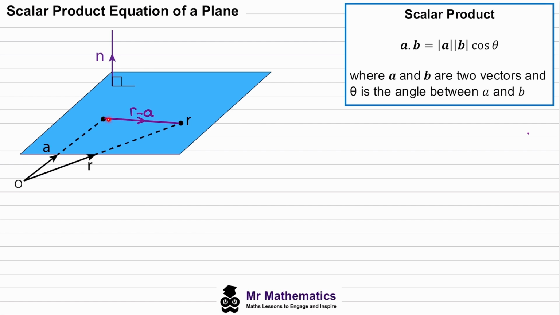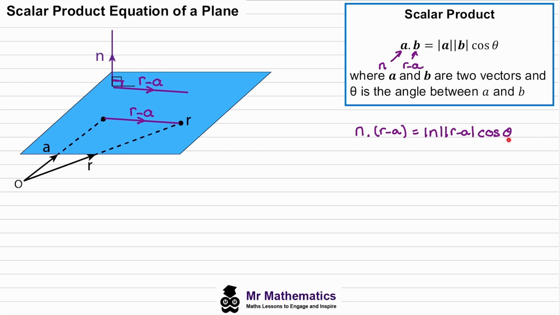And this vector runs along the plane, which means it must be perpendicular to this normal vector. If we were to move it up here, you can see that this would be 90 degrees between the normal vector and R minus A. So now if we consider each of these two vectors and substitute them into our scalar product equation, then we can say that A is our normal vector n, and B is our vector R minus A. So we get n dotted with R minus A will equal the magnitude of n multiplied by the magnitude of R minus A and the cos of theta.